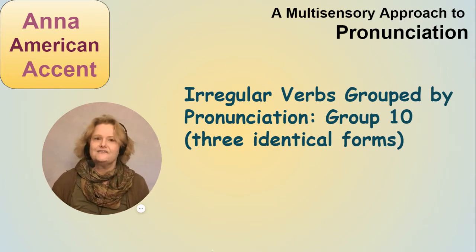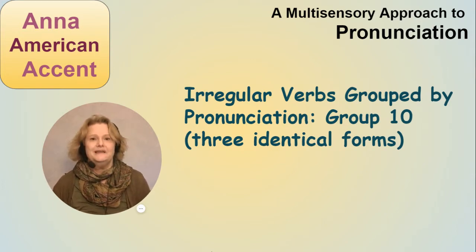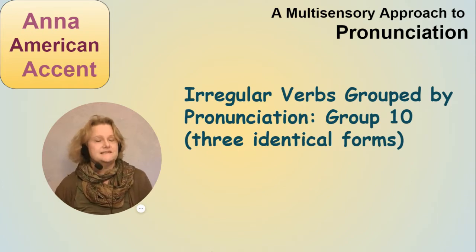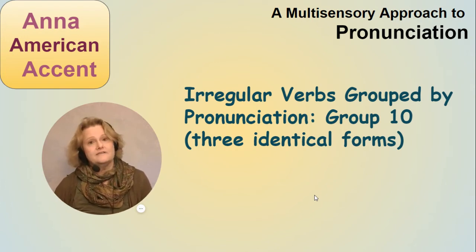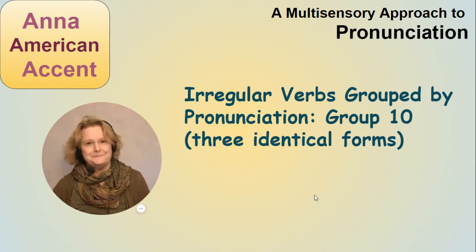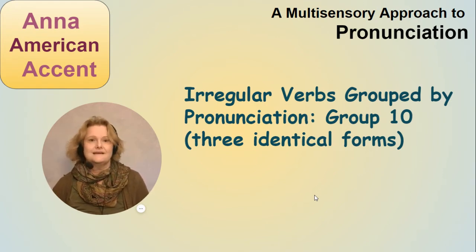This is the 10th video in a series where I group irregular verbs by their pronunciation, or more specifically, the stressed vowel, because that's what we really hear, and that's important for pronunciation. The vowels in these videos are referring to the Color Vowel Chart by Taylor and Thompson, where a color like purple has the vowel in it. Purple. Now in this particular video, all three forms have the same vowel sound.